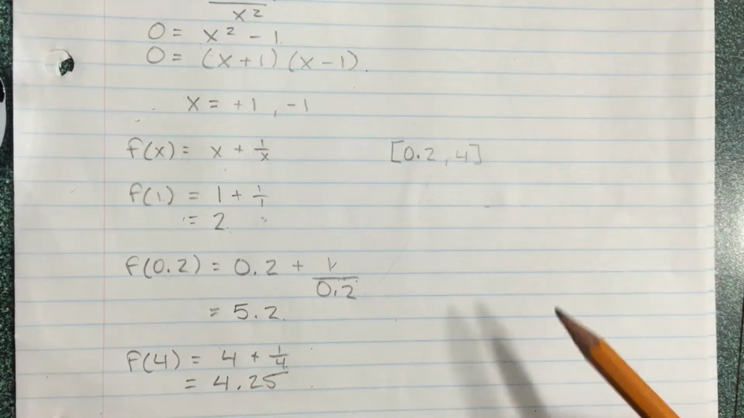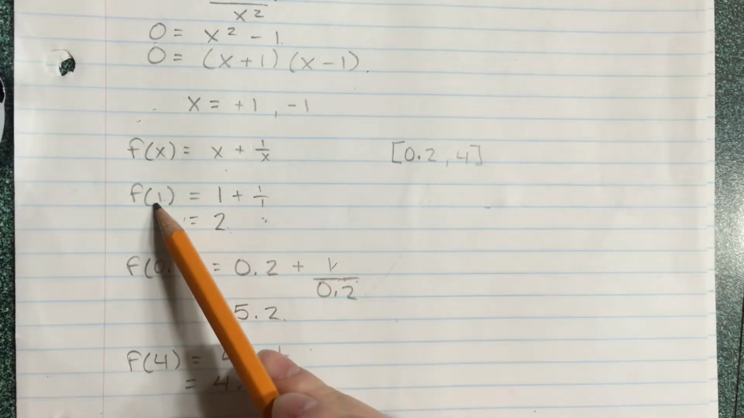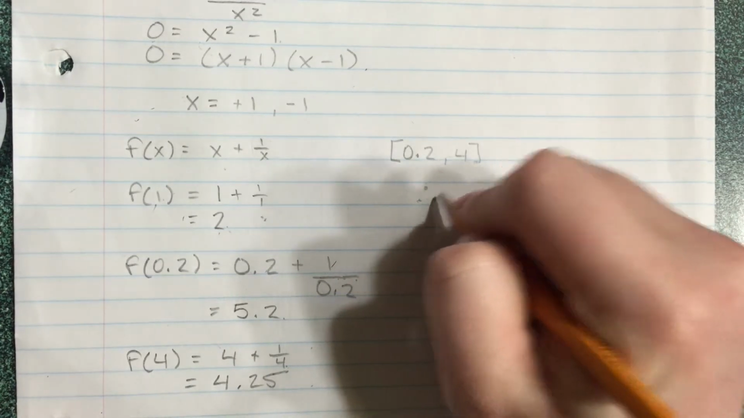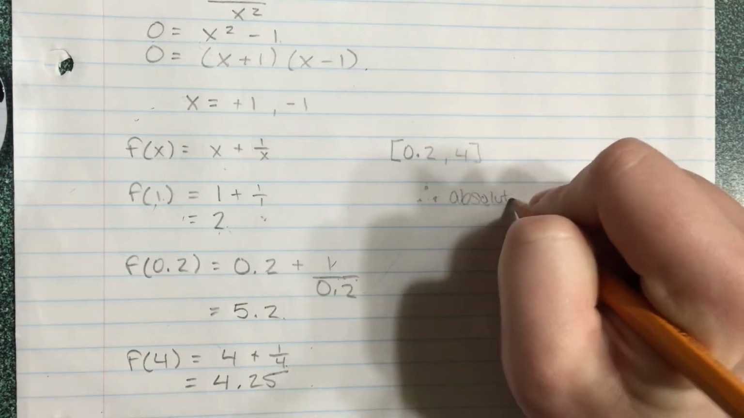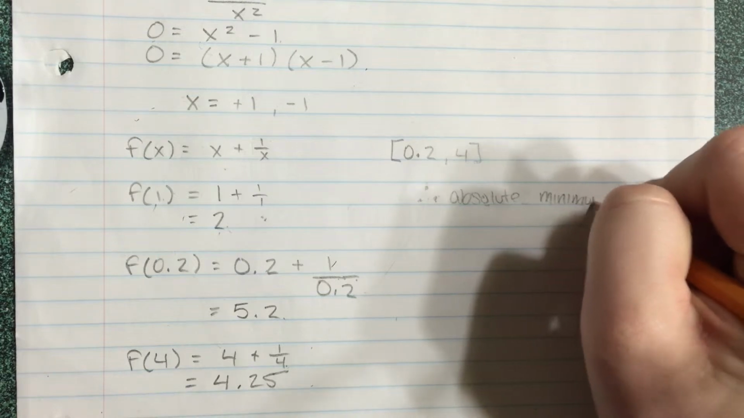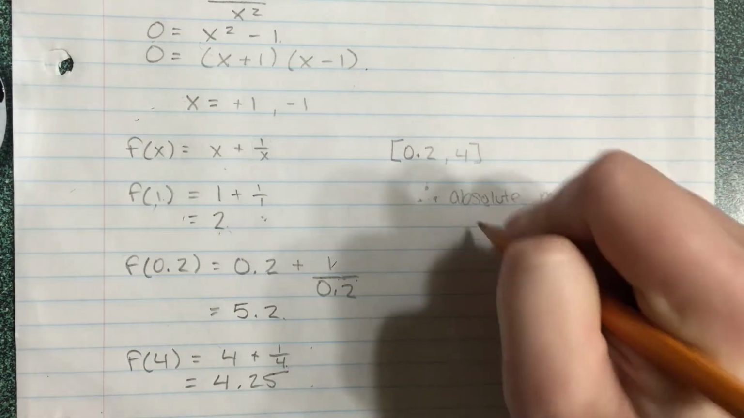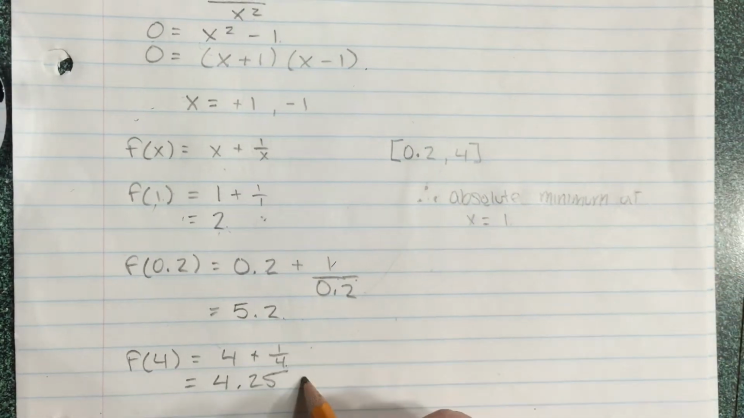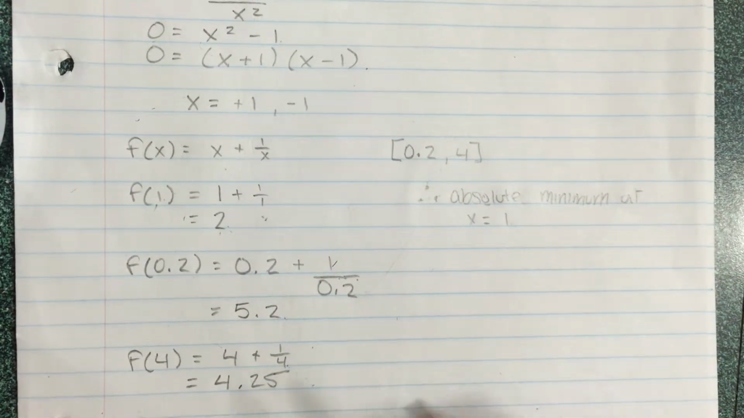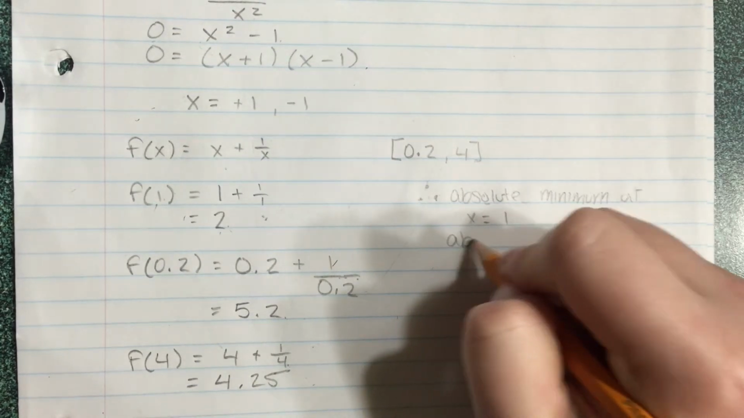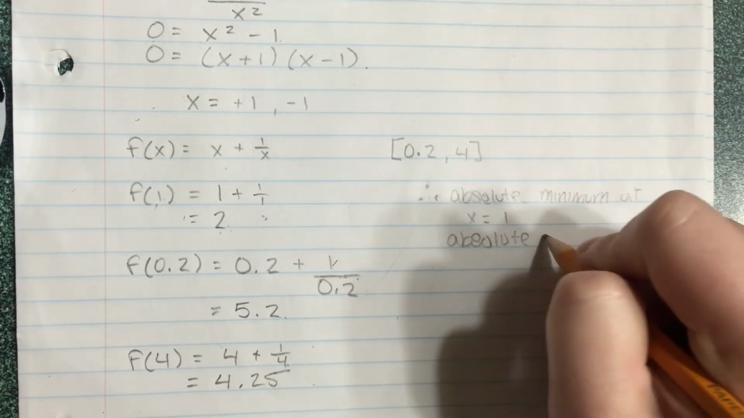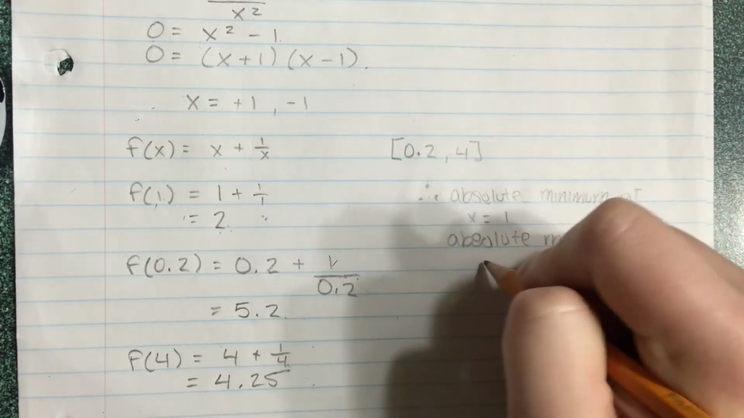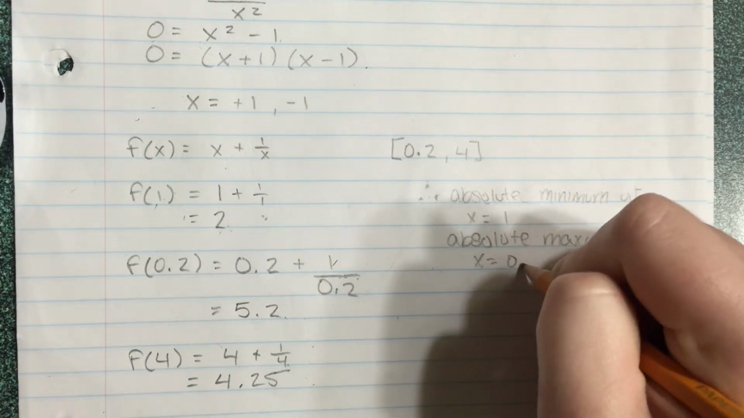Looking at all of our values, we see that our f at 1 value gives the lowest y, which means that we have an absolute minimum at x equals 1. And then if we look at the 5.2 and the 4.25, we see that the 5.2 is greater, which means that we have an absolute maximum at x equals 0.2.